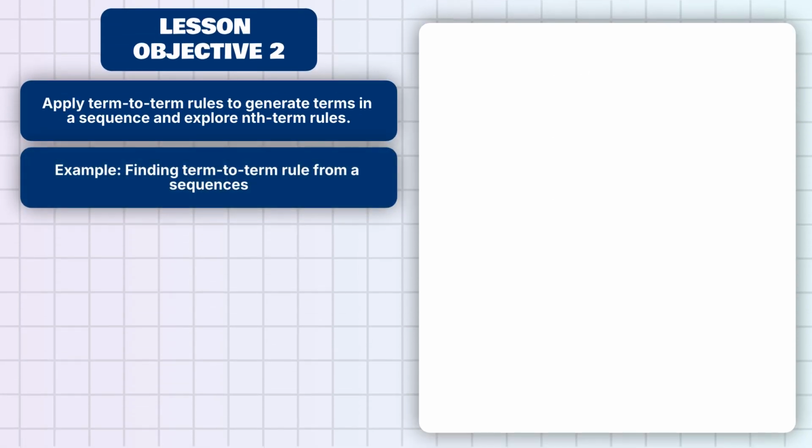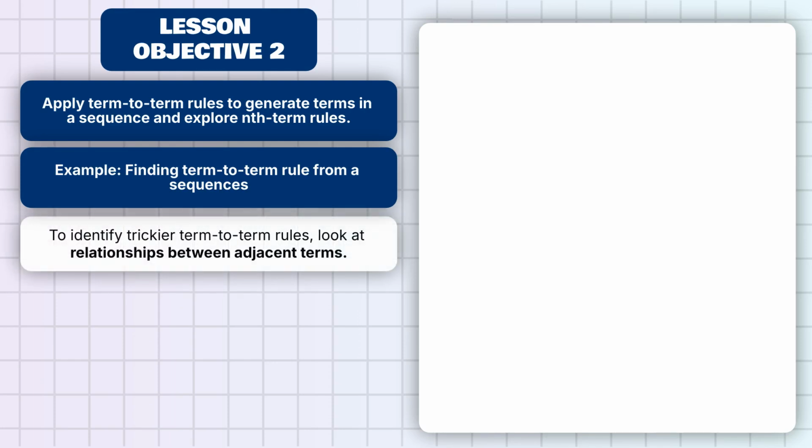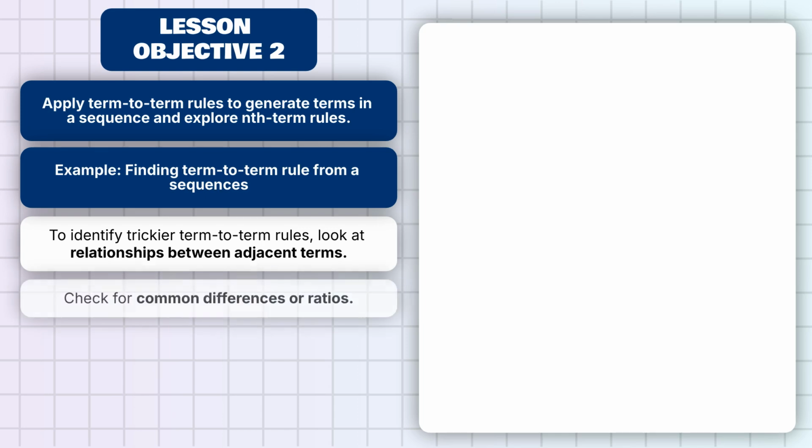Sometimes sequences may not fit easily into nth term rules, especially in more complex scenarios. In these scenarios, you should try to find the term-to-term rule for the sequence. Some things to look out for when you are looking for a term-to-term rule are relationships between adjacent terms and common differences or ratios. After spotting a pattern, you should then infer the rule.